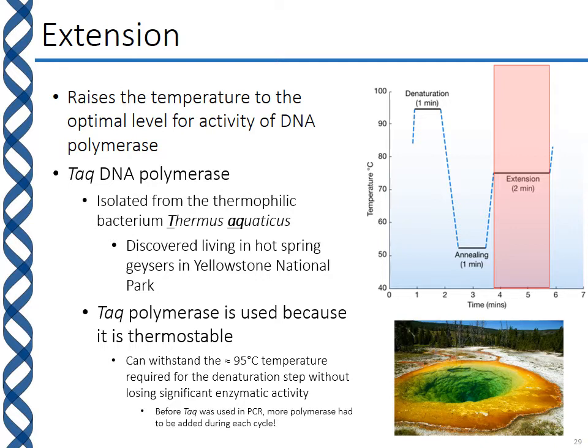Before we used Taq polymerase, we used regular DNA polymerases, but the problem was that that 95-degree denaturation temperature would destroy the activity of the enzyme. Most enzymes will not be able to function at such a high temperature.